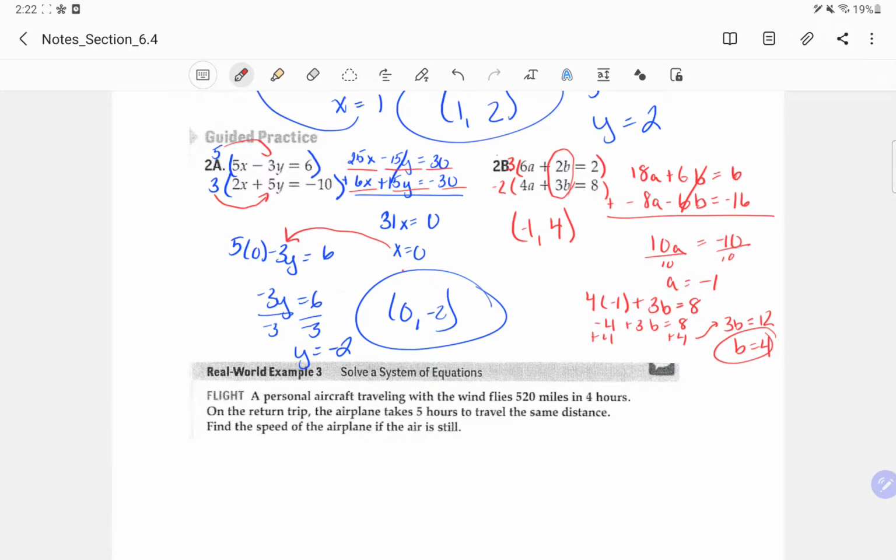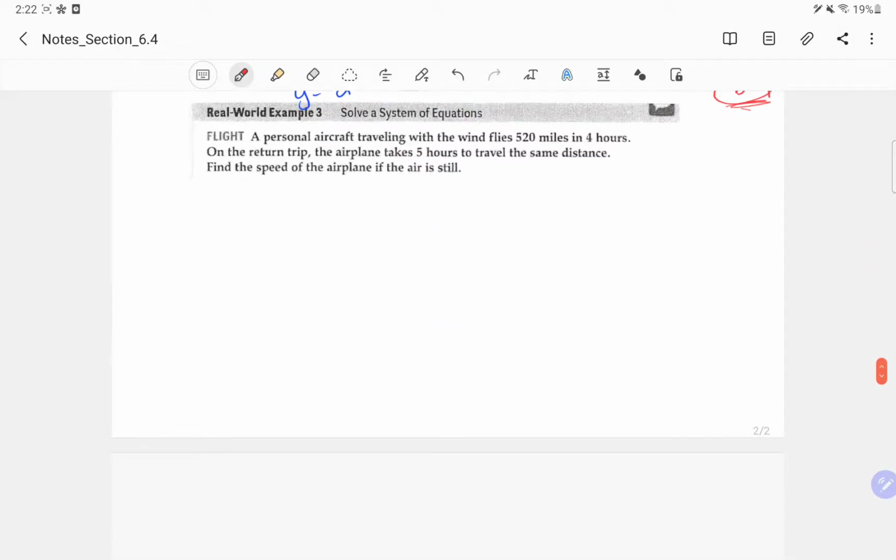Left me with 10a equals -10. Divided, and I got a is equal to -1. Plugged that in right there to find that b was equal to 4. And there was my final answer. Okay? All right, I want you to try this.